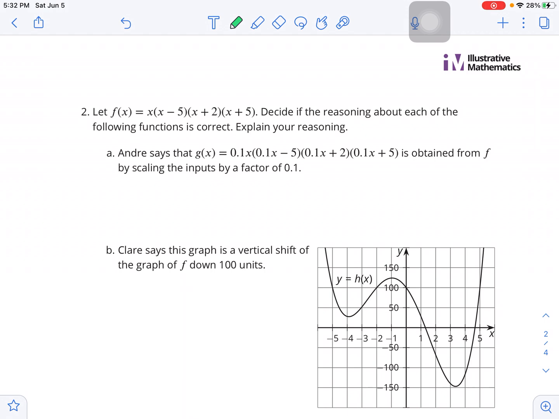And it looks like that's true. This would be a horizontal scale factor because you're multiplying each one by 0.1, and in fact it would be a horizontal stretch. So this is true because each input value is scaled by a factor of 0.1.